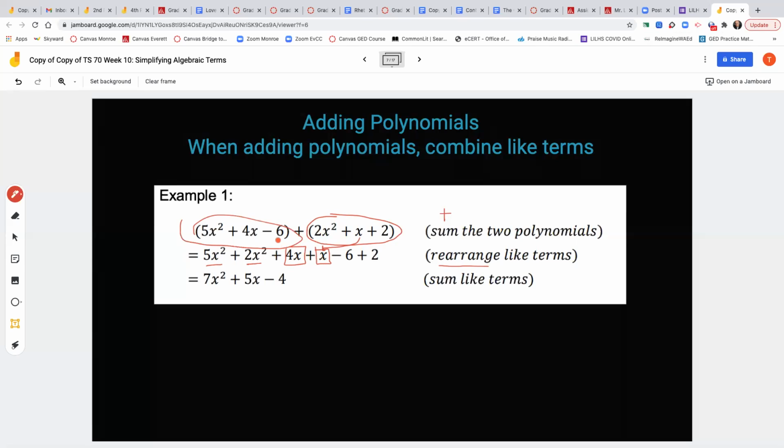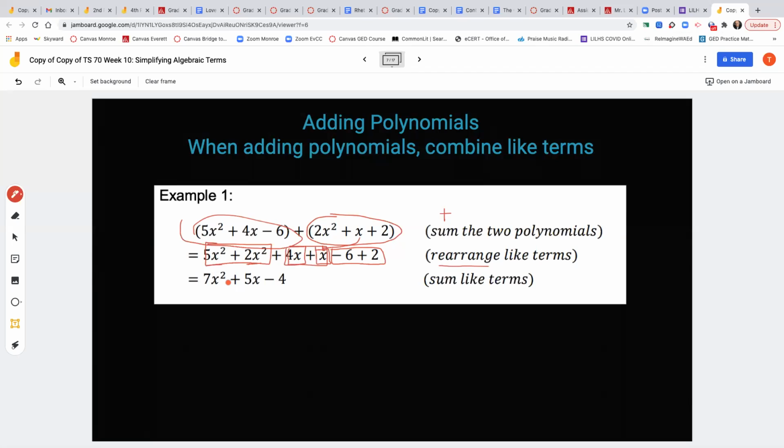That's a constant. So there it is, plus 2. All we've done here, if I draw a box around this, is combine our like terms, in a sense. I'm drawing 3 different boxes here. Those are the 3 different sets of like terms.